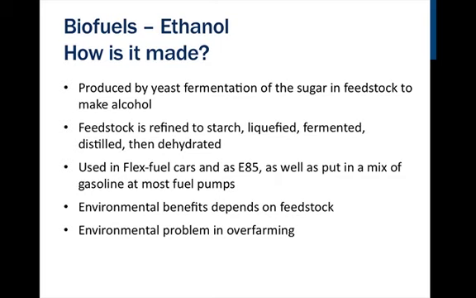This fuel is used in flex fuel cars and as E85, as well as being put in small doses in a mix of gasoline at most fuel pumps. The environmental benefits of this process depend entirely on the method and feedstock being used. Feedstocks that can be used include corn, sugarcane, barley, hemp, grain, wheat, wood, straw, and cotton. In the Midwest, it is commonly made from corn.